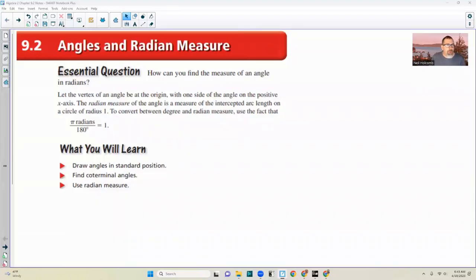Okay, this is chapter 9.2, angles and radian measures. So the essential question is, how can you find the measure of an angle in radians? And what is a radian?